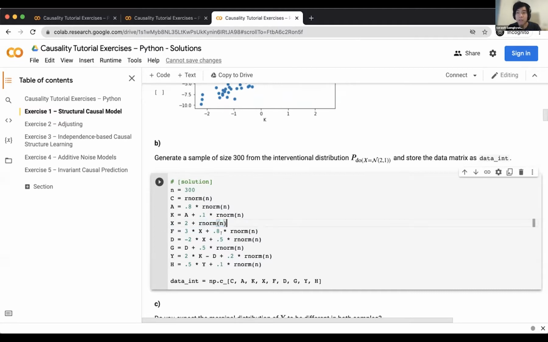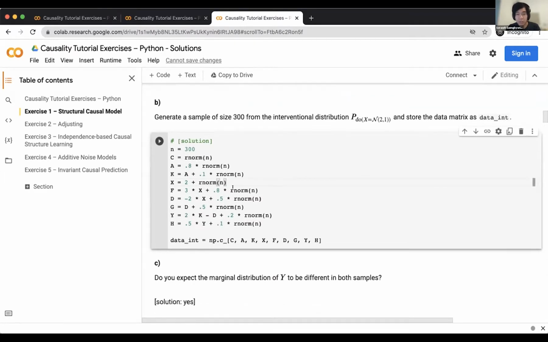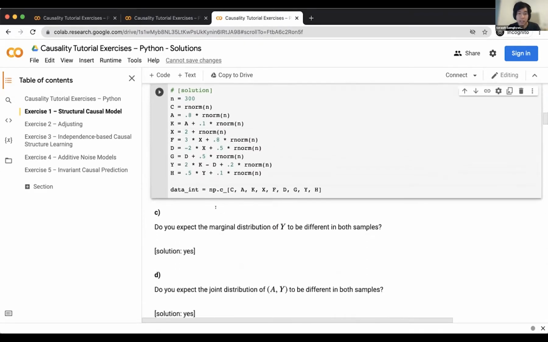So this is the modularity property of the SCM. You really change only one equation here, only one line of code. So it's super simple to get the interventional distribution. And now you can get the distribution.